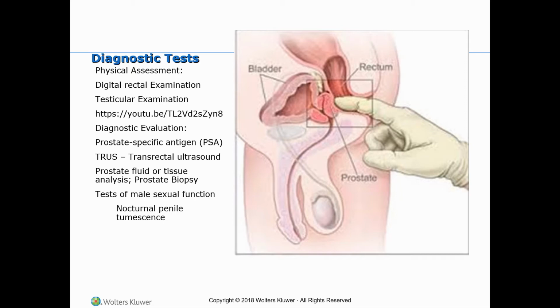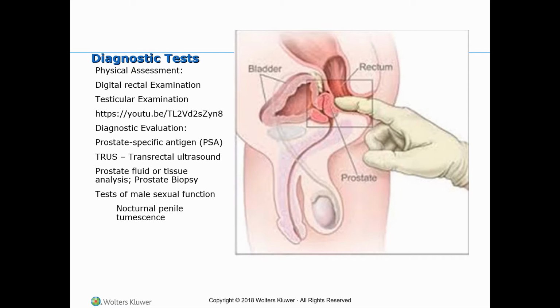The normal finding is that the prostate will be round with palpable median sulcus or groove separating the lateral lobes. Should feel rubbery, free of nodules or masses. Next is testicular examination. This is recommended to start during adolescence once a month after a warm bath or shower. The patient uses both hands to palpate the testes.